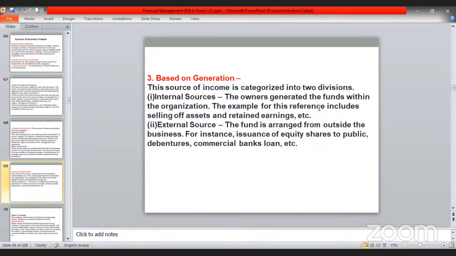The next one is based on generation, which is categorized into two: internal sources and external sources. Internal sources are funds generated within the organization, not outside it. When funds come from outside the business, they are external. Is it clear?